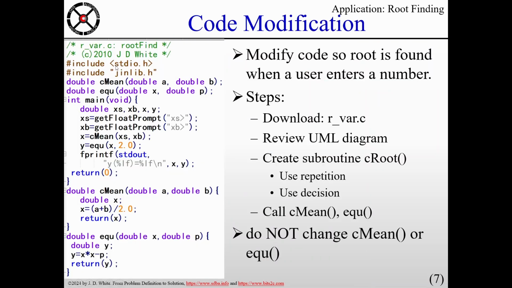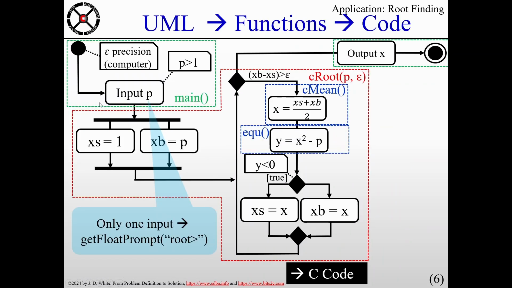So our next step is to modify the code. So you're going to download our var and start to modify the code so root is found when the user enters a number. So we download this code, look at our UML diagram, which is this guy, right? This is what's going to be your guide.